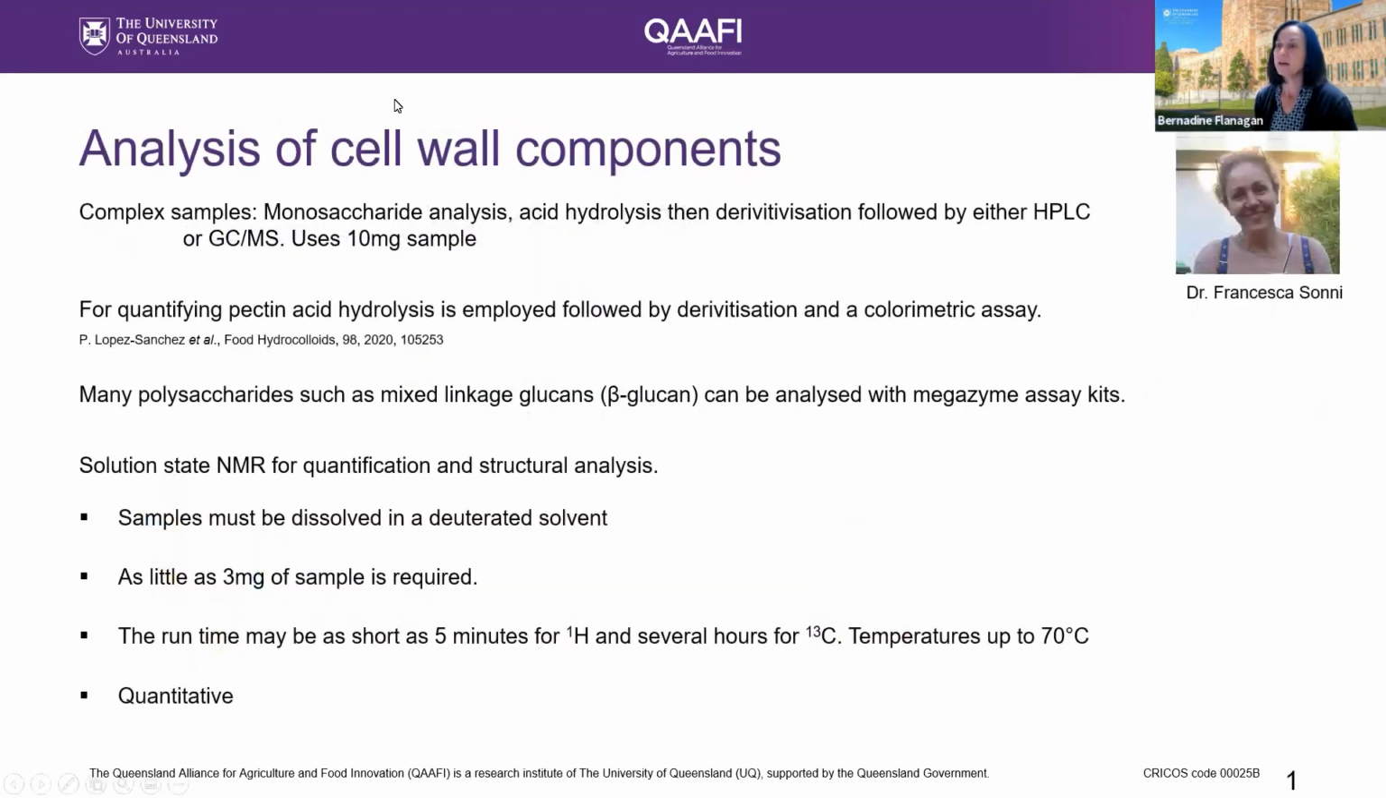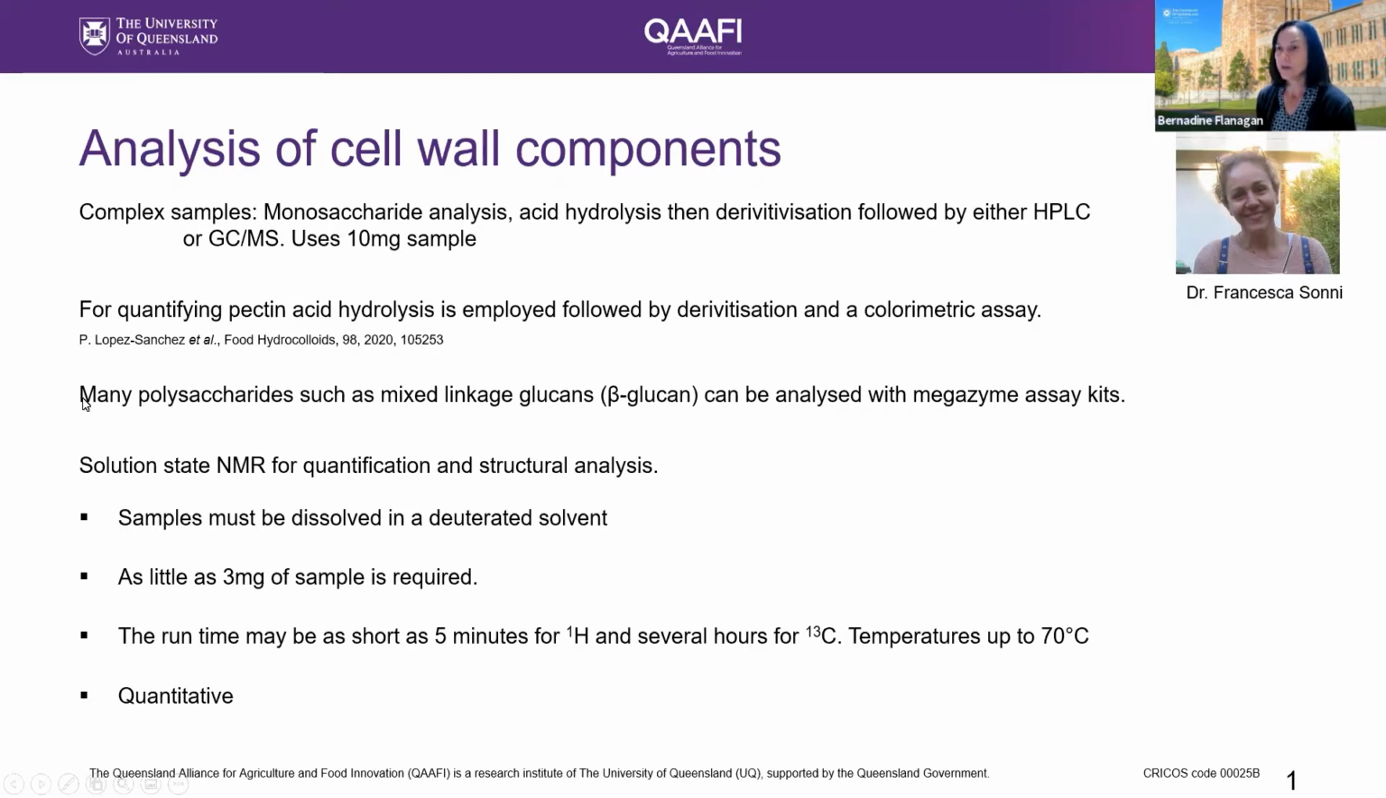So we look at cell wall components, and we use different techniques to do that. So if you want to know what polysaccharides are in your cell wall, you need to know what monosaccharides you have. So we acid hydrolyze them and derivatize them and use either HPLC or GCMS. And the other thing we can do is quantify the pectin we have by hydrolyzing it to the individual sugars, derivatizing it, doing a colorimetric assay. So these two techniques were set up in our lab by Dr. Francesco Soni.